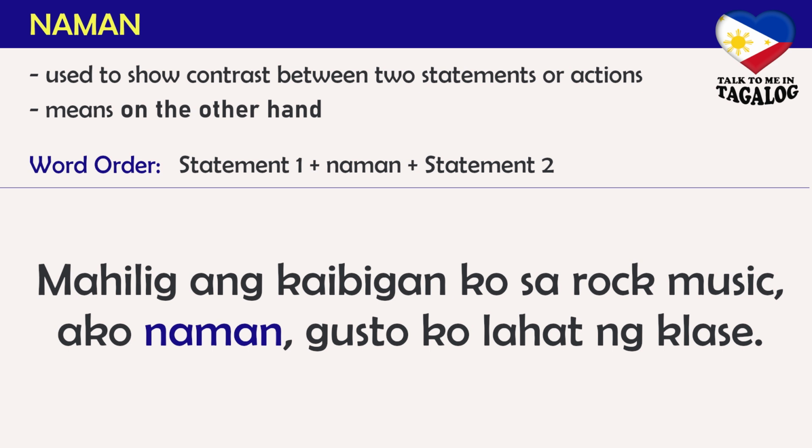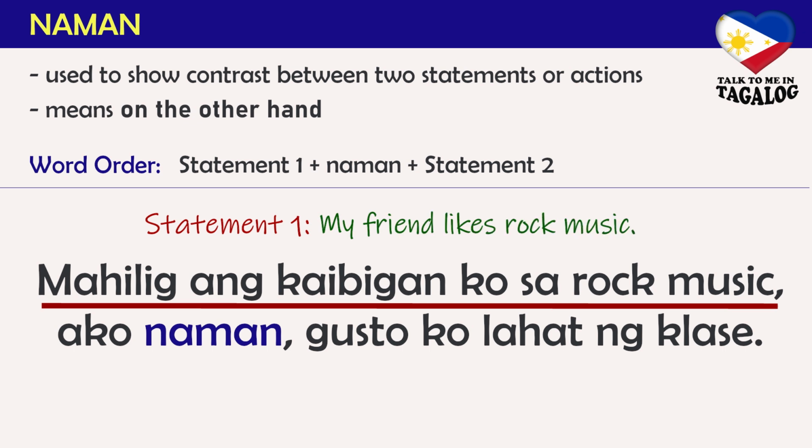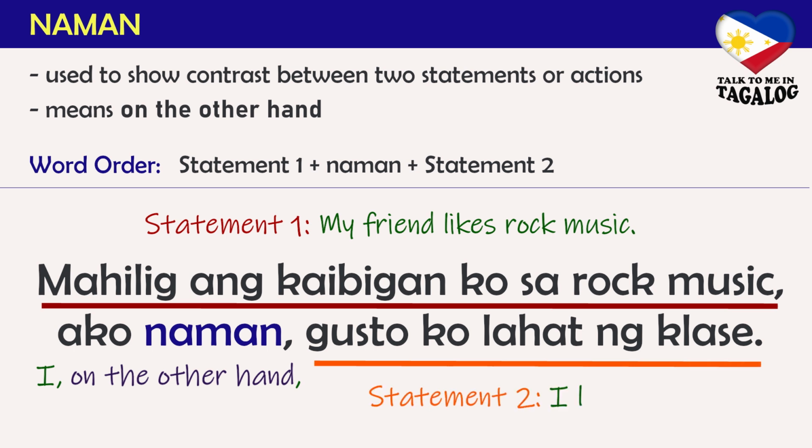Second example, mahilig ang kaibigan ko sa rock music. Ako naman, gusto ko lahat ng klase. The word order in this statement is different because we placed naman between the two statements. Statement 1 is mahilig ang kaibigan ko sa rock music, meaning my friend likes rock music. Ako naman, meaning I on the other hand. Our statement 2 is gusto ko lahat ng klase, meaning I like all kinds.